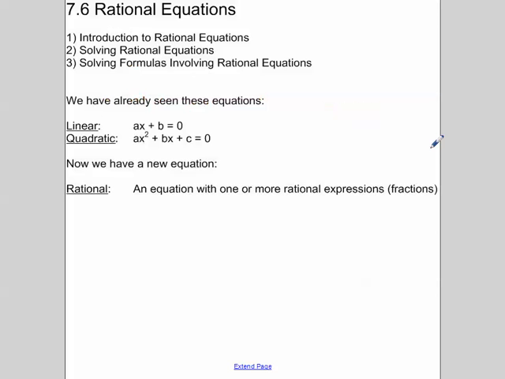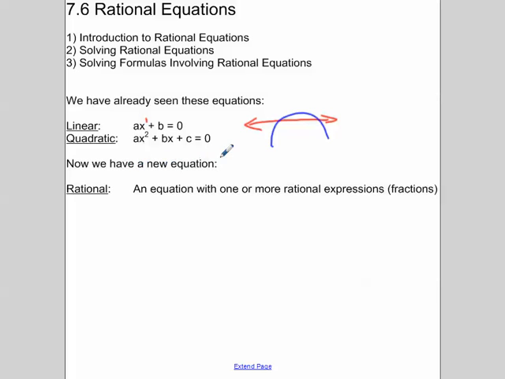So let's go to the introduction for 7.6, rational equations. What is a rational equation? Historically, we've seen linear equations, ax plus b equals 0, which is basically just on a number line. And quadratic equations, ax squared plus bx to the first power plus c. That's kind of looking back in the rearview mirror.